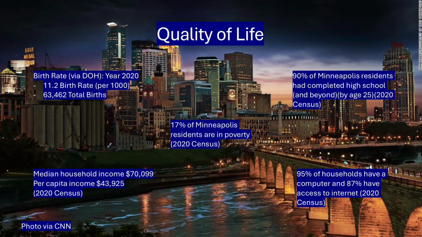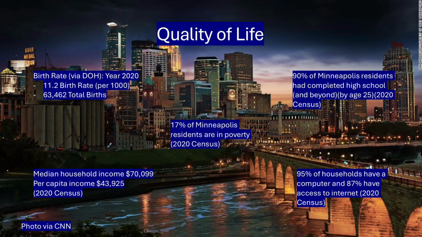Minneapolis has many quality of life factors that are important to look at when discussing the current state of the city. The first factor that I would like to discuss is birth rate, which I acquired my statistics through the Department of Health website. Minneapolis is a growing city, and per every 1,000 people, 11.2 people are born. And in the year 2020, there were 63,462 total births.